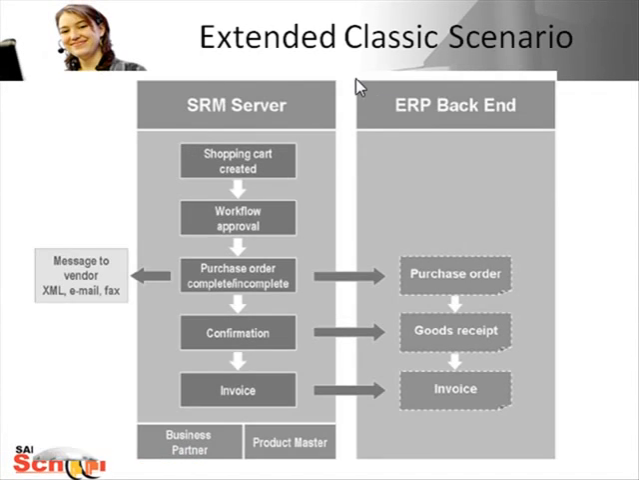In the extended classic scenario, the PO, the purchase order, is created locally within the SRM server. If the data in the shopping cart is insufficient to complete the purchase order, this data is supplemented manually within SRM before being transferred to the backend ERP system. The PO in SRM is the leading PO, so SRM is the leading system for the purchase order. And like before, goods receipts and invoices can be entered in the SRM server or in the backend ERP system.